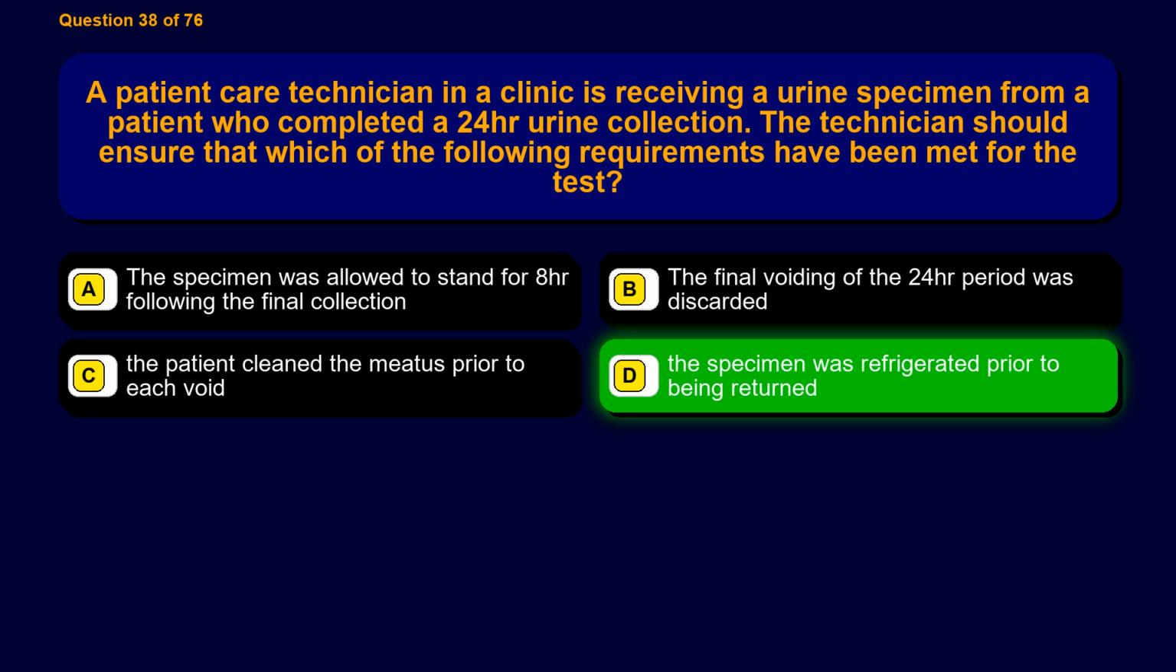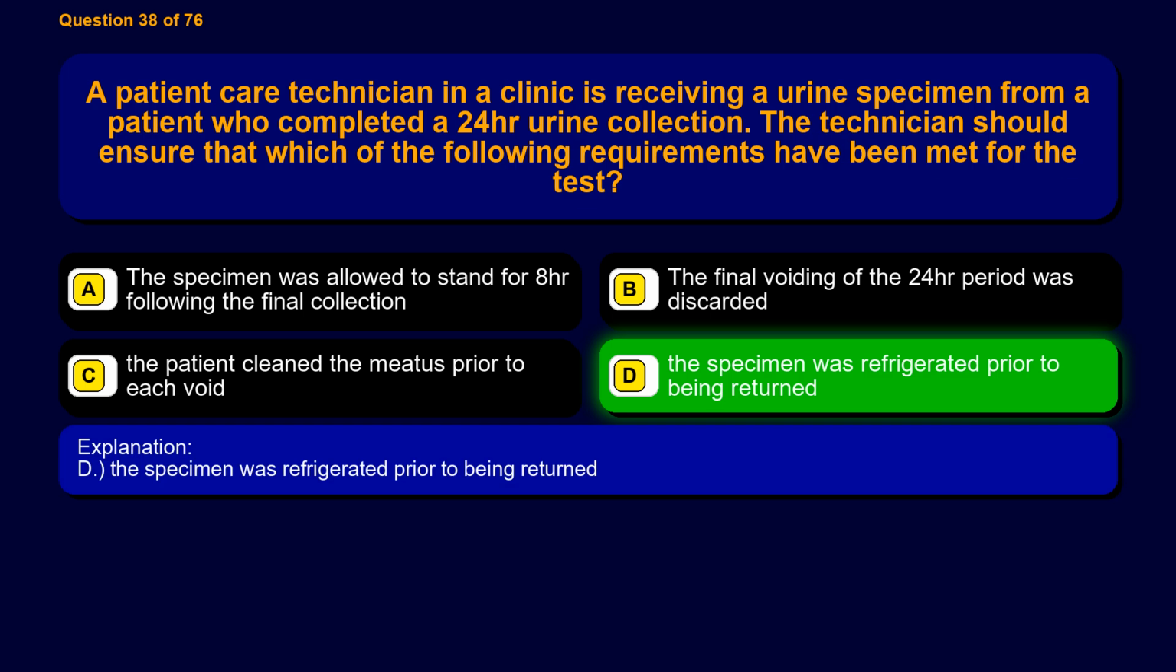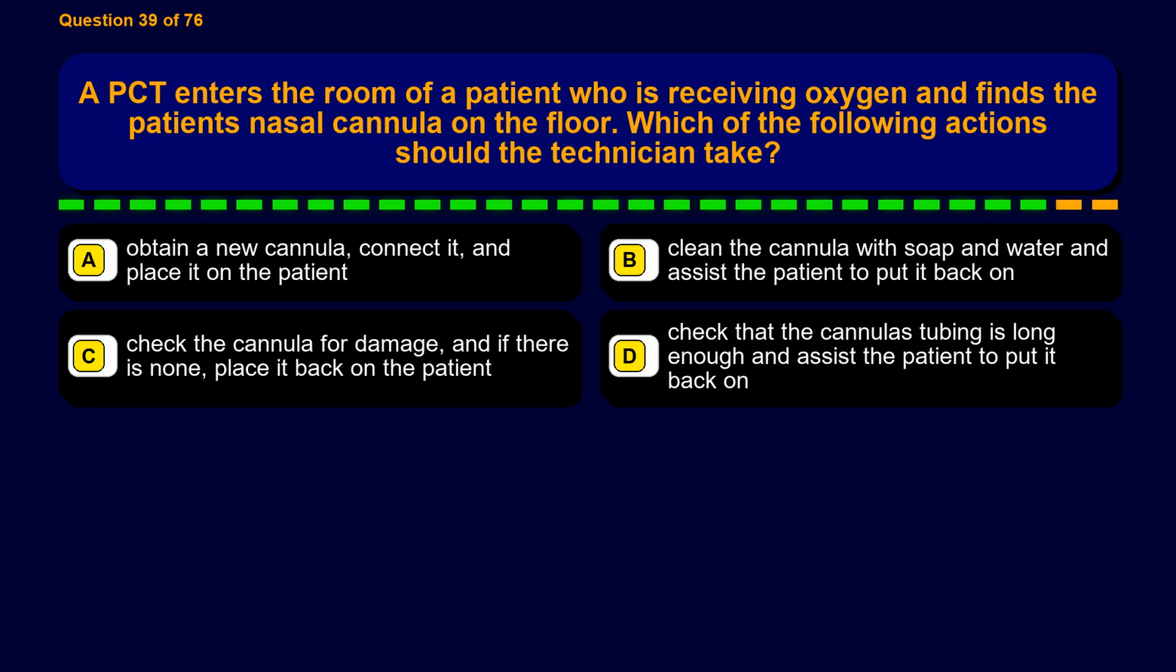The correct answer is option D, the specimen was refrigerated prior to being returned. Question 39. A PCT enters the room of a patient who is receiving oxygen and finds the patient's nasal cannula on the floor. Which of the following actions should the technician take? Option A. Obtain a new cannula, connect it, and place it on the patient. Option B. Clean the cannula with soap and water and assist the patient to put it back on. Option C. Check the cannula for damage, and if there is none, place it back on the patient. Option D. Check that the cannula's tubing is long enough and assist the patient to put it back on.